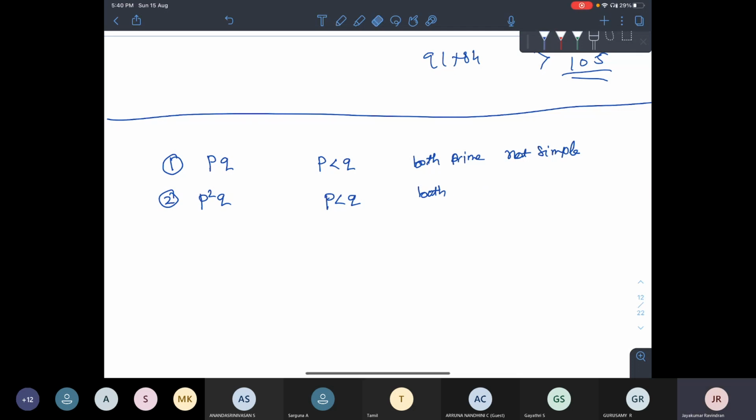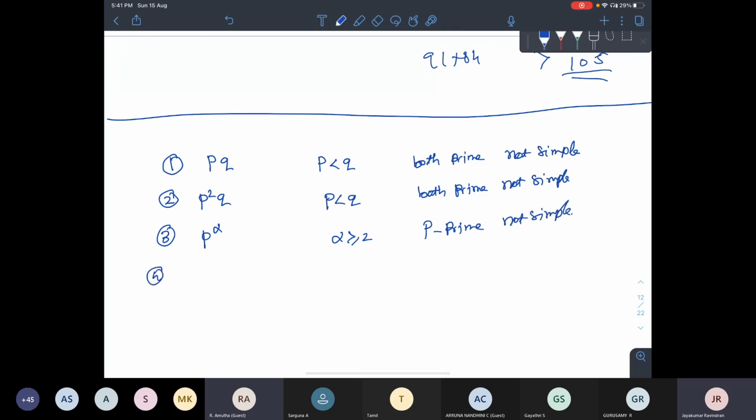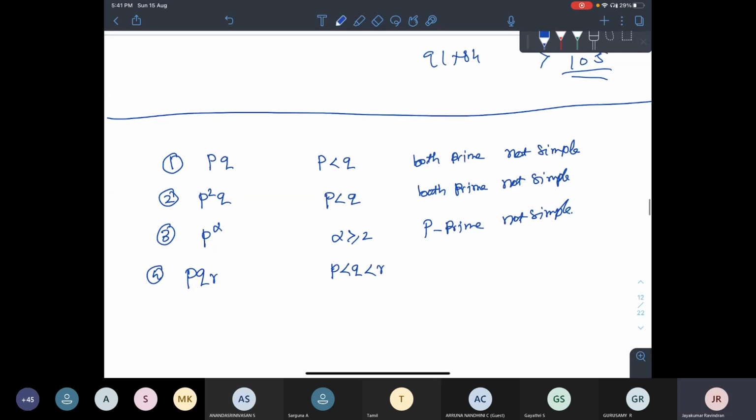This result we are going to use again. Third, P power alpha, alpha greater than or equal to 2, P prime, is not simple. Four, PQR, P less than Q less than R, all prime, is not simple. Okay, this is a summary.